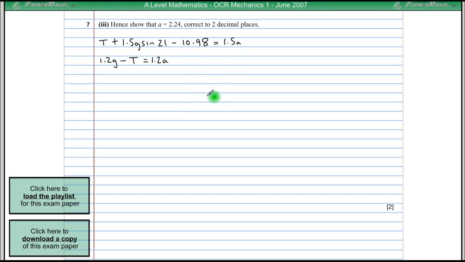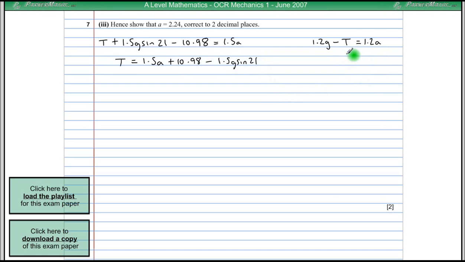Part 3 says, hence show that A equals 2.24 correct to 2 decimal places. Well, I've borrowed my 2 simultaneous equations here from the last part of the question. So we need to go ahead and solve these simultaneous equations. Considering I only want to find A, I can go ahead and eliminate T quite simply. All I've got to do is rearrange both of these equations to say T equals. So that just means taking all the other terms over to the other side. So I'd get T equals 1.5A plus this 10.98 minus this term here, 1.5g sin 21.